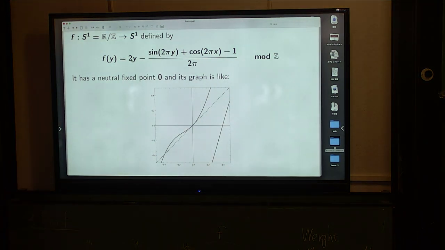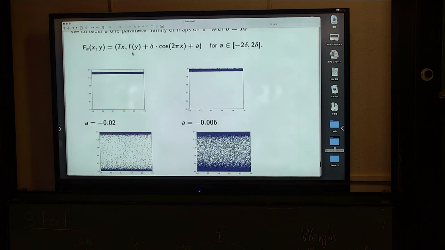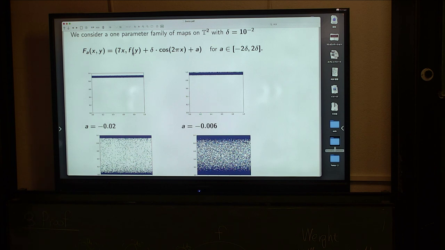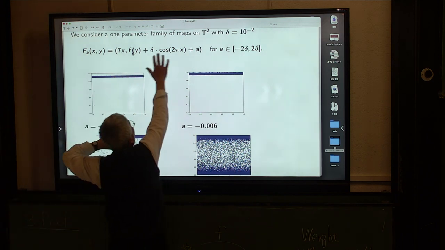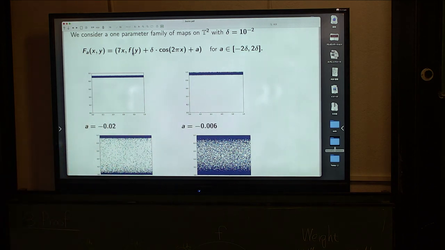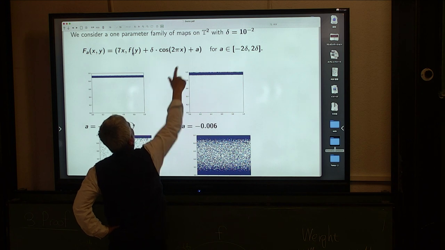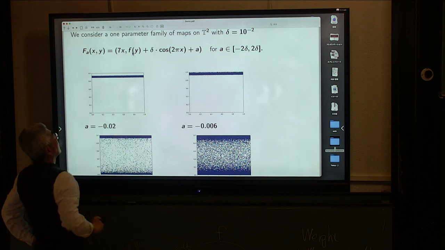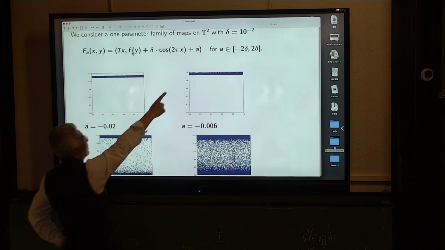And then we take a product with the expanding map. Maybe in the horizontal direction we have some multiplication dynamic map, and 7 is not important. Maybe we can take 8 or 10 or 100. And then F is the previous map. If you don't have this, you have just a product map, so we have the product of two dynamics. Then we consider this perturbation. Now it is a skew product, so the mapping is shifted up or down depending on the position x. And here we set delta to 1 over 100.